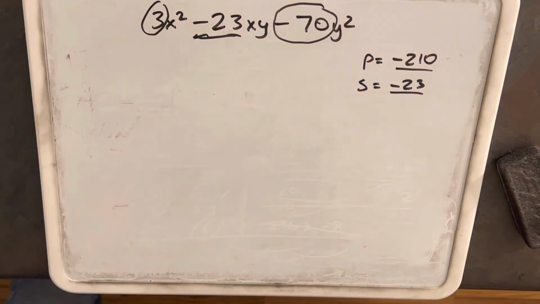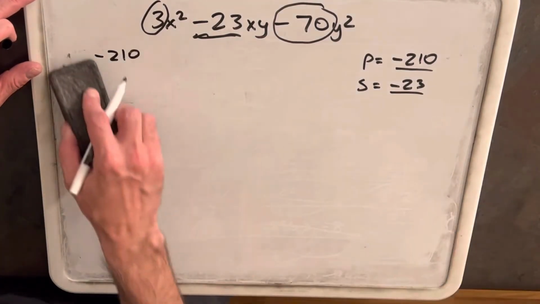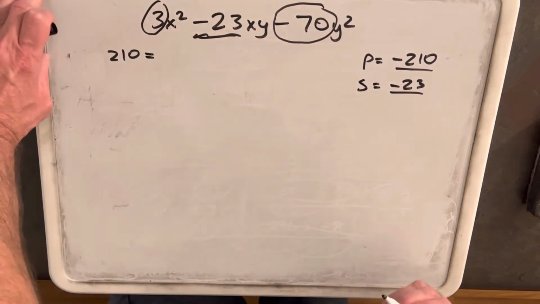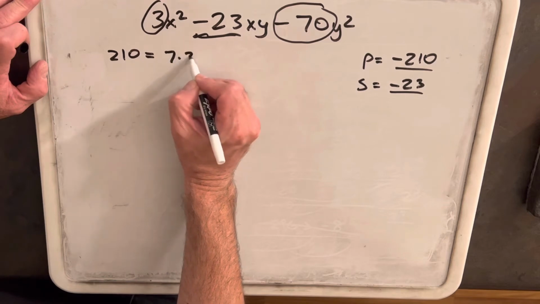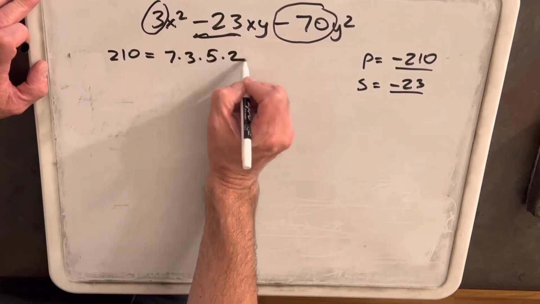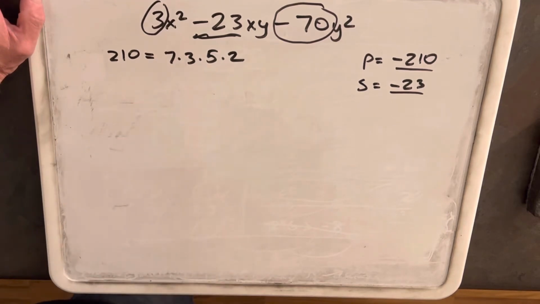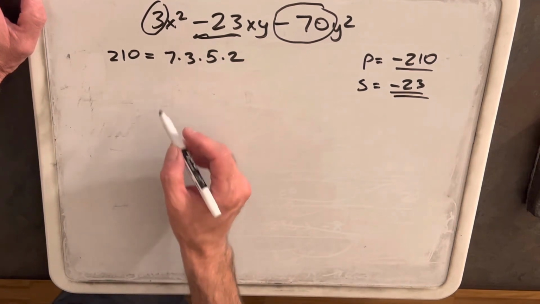So the first thing we need is the prime factorization of minus 210, but I'm actually just going to look at 210 because we don't really need the minus sign right now. That's going to be 7 times 3 times 5 times 2. So we just need to rearrange this, which usually helps when you have the prime factorization. We want to rearrange it so the difference of the two terms is 23, minus 23.